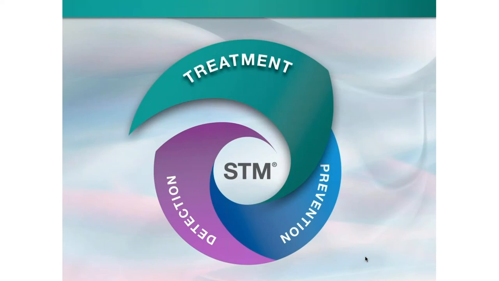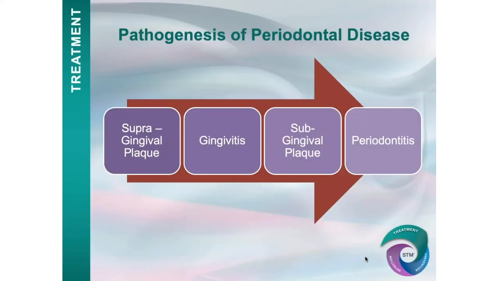Now, once we detect the disease, we're going to get into treatment. How do we treat this disease, right? So the pathogenesis of perio, of course, starts off as plaque, correct? That leads to gingivitis, which is inflammation. That then turns into subgingival plaque. And then we start getting periodontitis, which, in essence, is bone loss associated with inflammation.